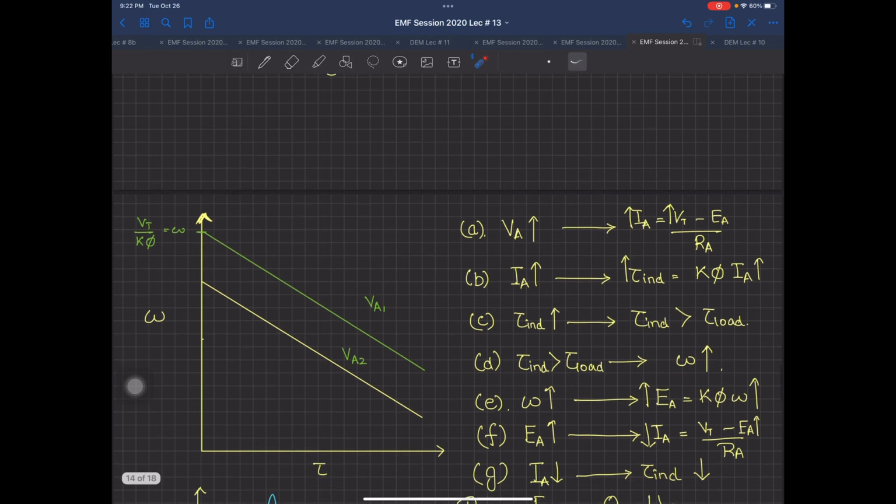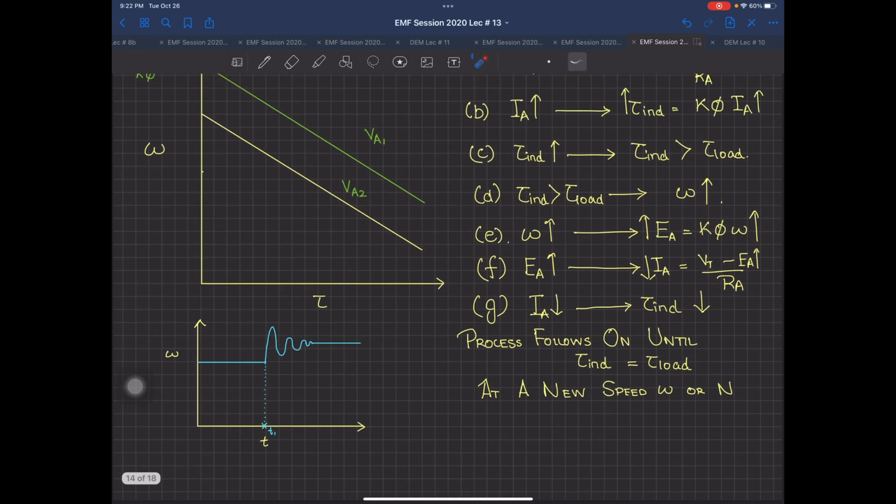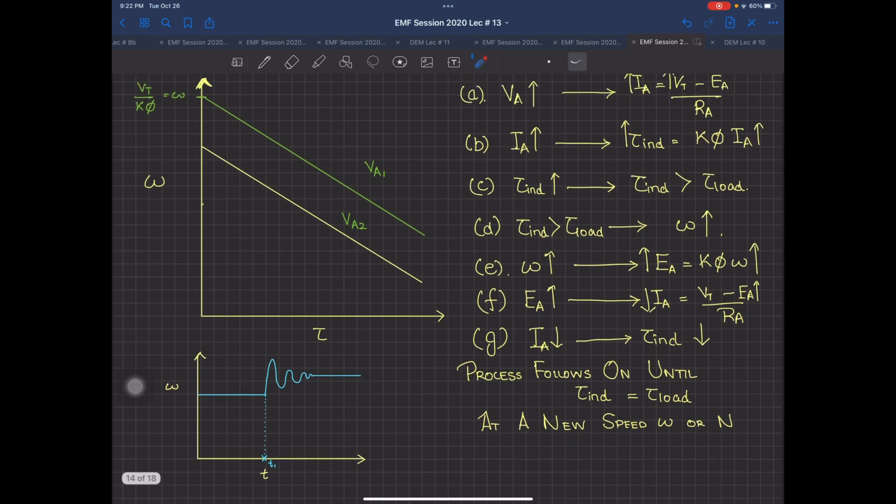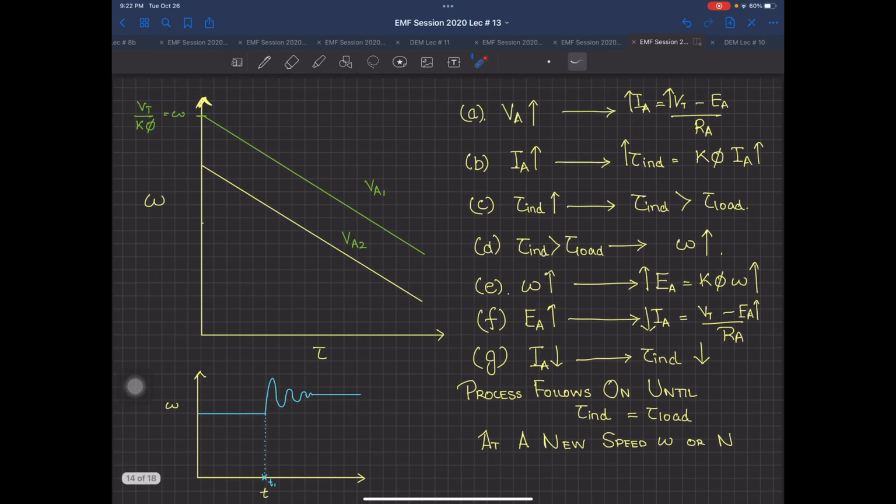So this is your armature voltage control, and this is easily telling you that this whole process, as we have done for the field current control, will continue until your T induced becomes equal to T load. And the same schematic applies: this damping effect is going to depend upon the size of the motor and how the machine behaves. And this will become constant when the machine is running at a new speed, omega or N, whatever units you are measuring your speed in.